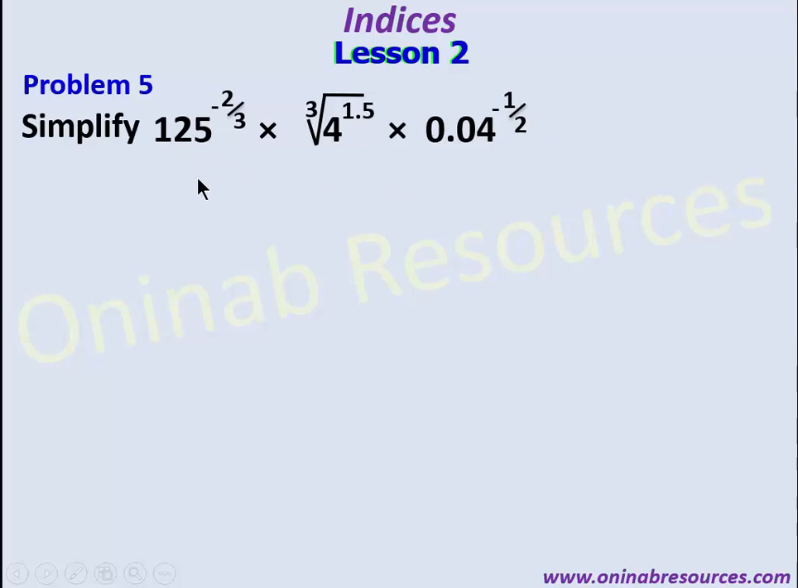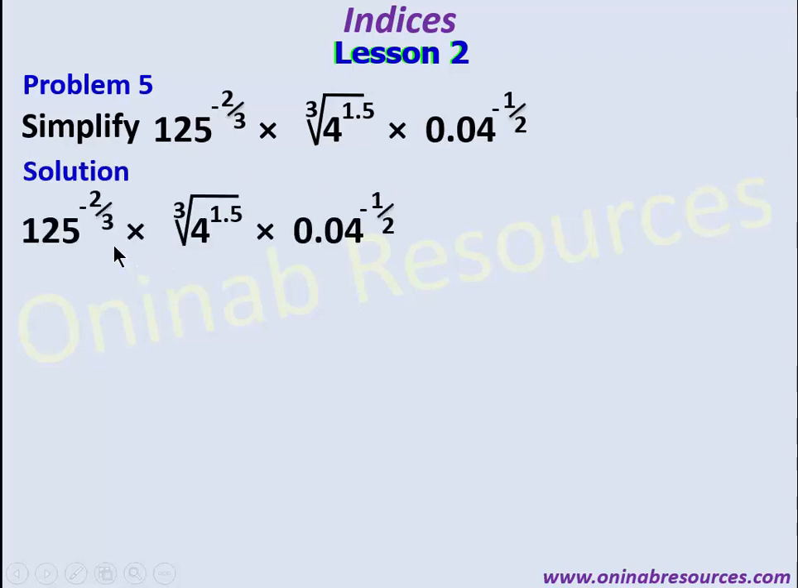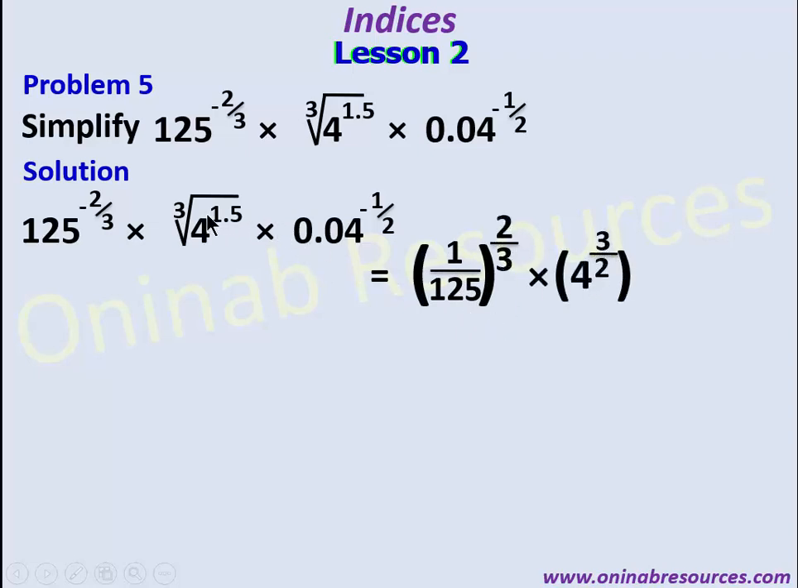So in our solution, first we remove the negative index. That's going to give us 1 over 125 to the power of 2 over 3 times 4 to the power of 3 over 2. 1.5 is 3 over 2 as fraction, then to the power of 1 over 3, since the cube root is 1 over 3, then times 25 raised to power half.